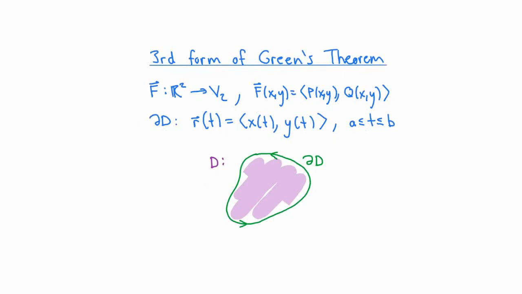The third form of Green's theorem is what I would call a divergence form of Green's theorem, and it takes a little bit of setup to state it. Just as in the second form of Green's theorem, let's suppose that F is a vector field from R2, or from some subregion D of R2, to V2. The component functions of F again are P and Q, and this time let's parameterize the boundary of D with the positive orientation by a vector function r(t) whose component functions are x(t) and y(t), with t running from a to b.